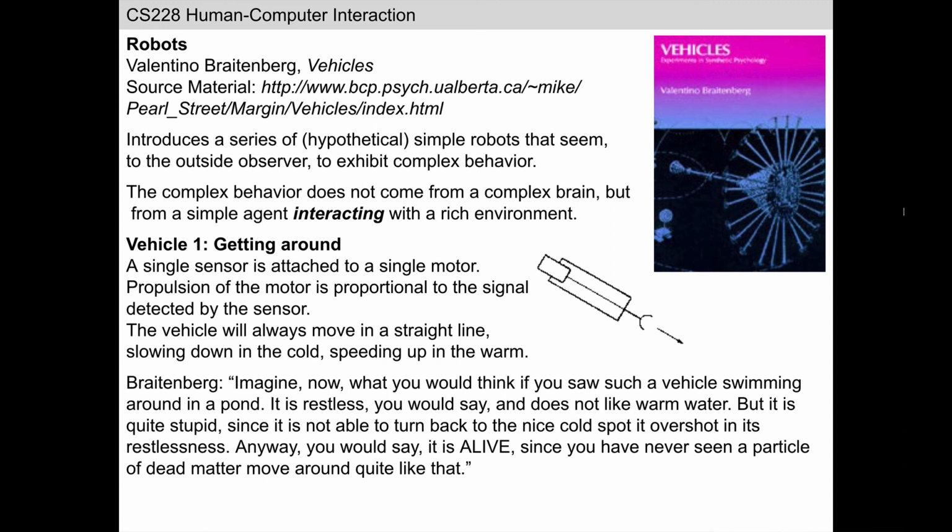If you take this very simple vehicle and put it, for example, in a pond, Breitenberg said, imagine what you would think if you saw such a vehicle swimming around in a pond. You might say it's restless and does not like warm water. Why does it not like warm water? Because if it's in warm water, the temperature sensor is firing strongly, which causes the wheel to turn quickly and the vehicle moves quickly through the warm water. The moment it hits a cold spot, a colder patch of water, the sensor fires less strongly, which means the wheel turns more slowly, which means the vehicle moves slower through cold water.